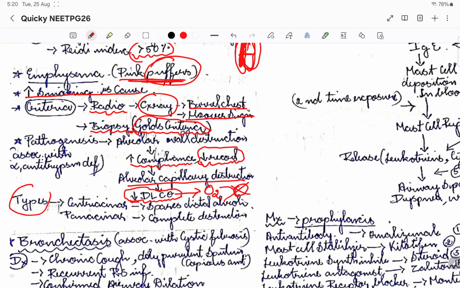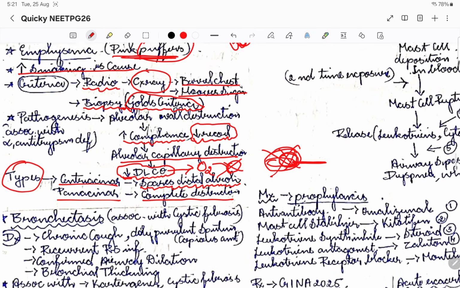There are types of emphysema, that is centriacinar and panacinar. Centriacinar means there will be distal sparing of the alveoli. If this is the alveoli and this is the conducting zone, and only the central zone is affected, then it is centriacinar. If the whole alveoli is affected, then it is panacinar. So the complete destruction will be there with respect to alveoli. So these are the emphysema types.